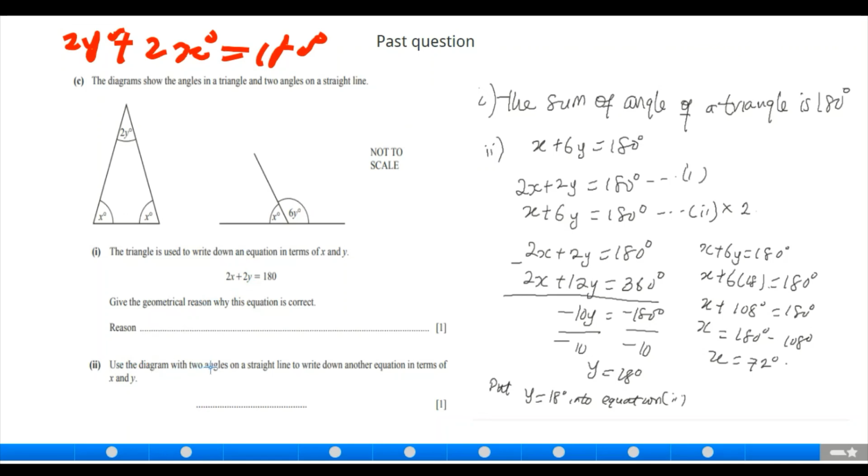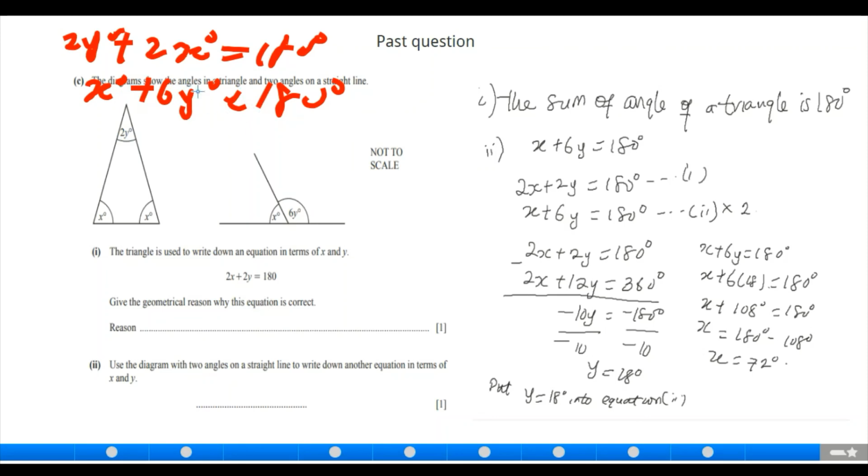Now the second one says to use the diagram with two angles on a straight line to write down another equation in terms of x and y. So this is an angle on a straight line. The sum of angles on a straight line is also 180 degrees. So the equation is going to be x degrees plus 6y degrees equals 180 degrees, because the sum of angles on a straight line is 180 degrees.